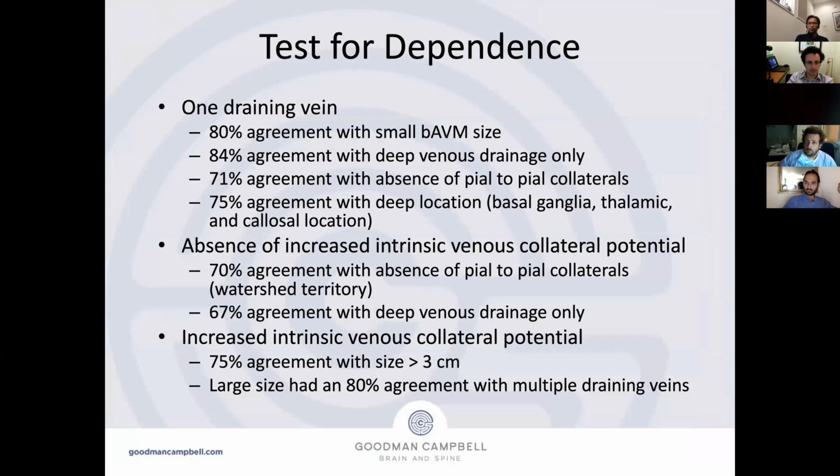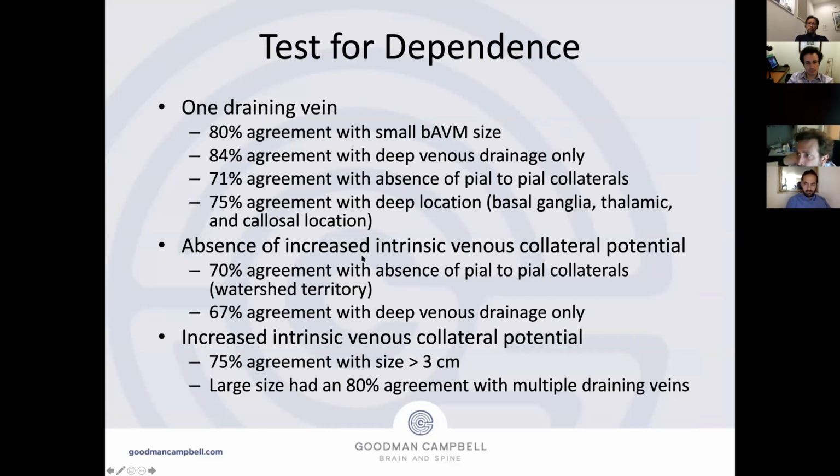And so we did a test for dependence. And if you look at one draining vein, there was an 80% agreement with small AVM size, an 84% agreement with deep venous drainage only, 71% agreement with absence of PL to collaterals or non-watershed territory, and a 75% agreement with deep location. So in all cases, these are heavily associated with the features that we thought had more of a physiologic kind of correlate.